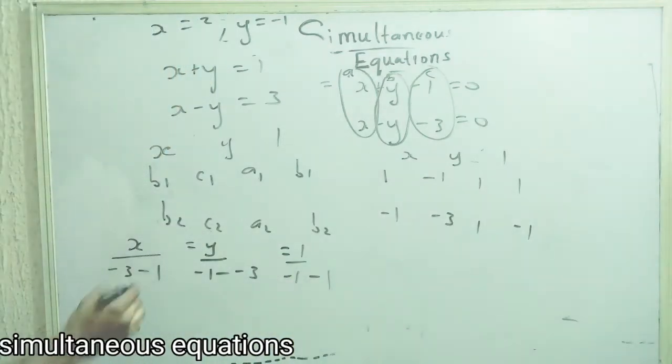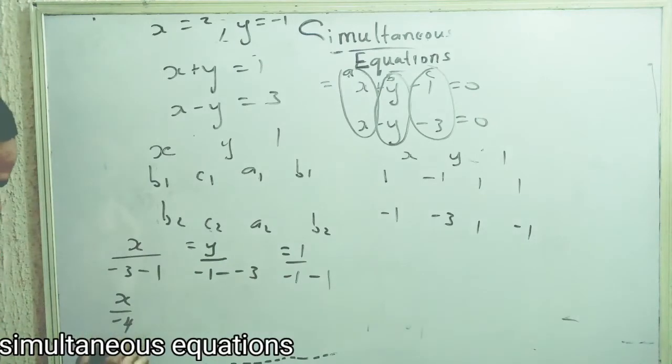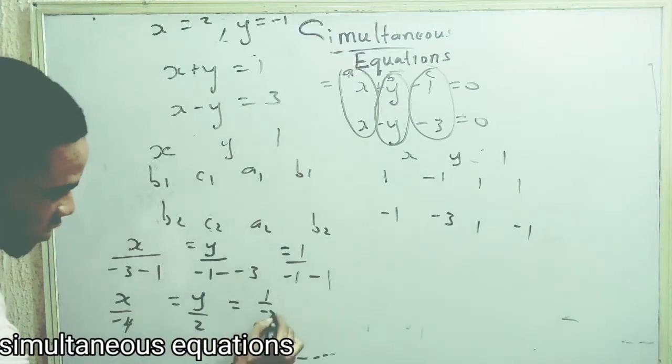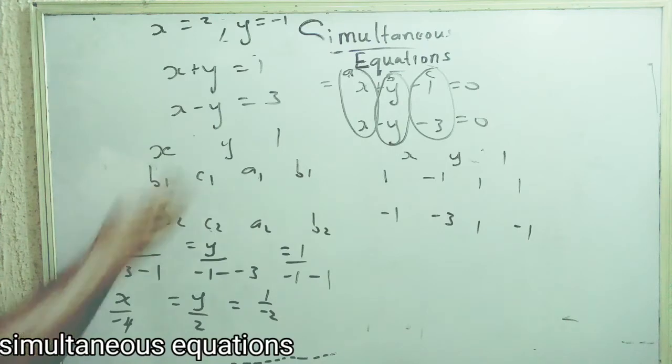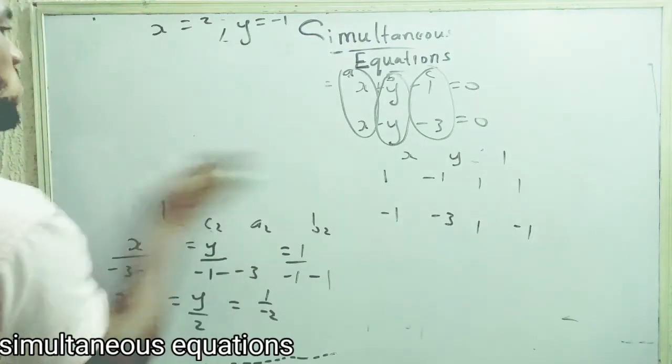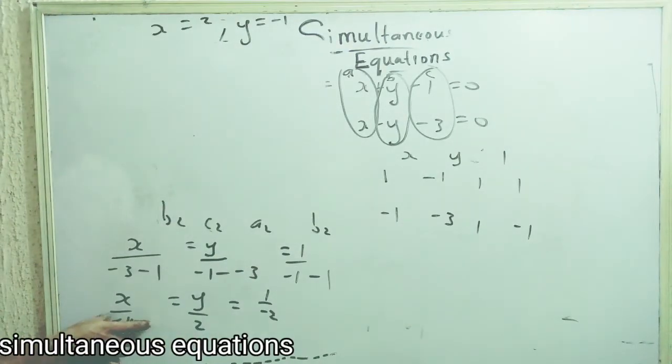Minus 1 times 1 is what? 1. Now simplifying further, I have x is equal to what? That's minus 4. I have y. This is like saying plus 3 minus 1, which will give me what? 2. It's equal to what? 1 over what? Minus 2. Now getting to that point, I'm almost done. I will clean here.